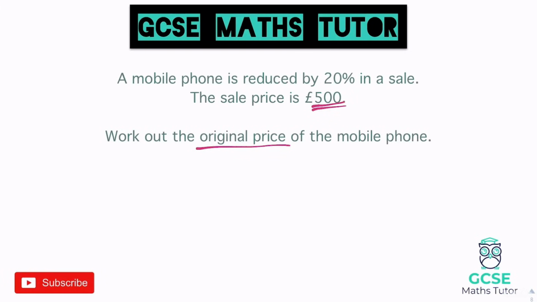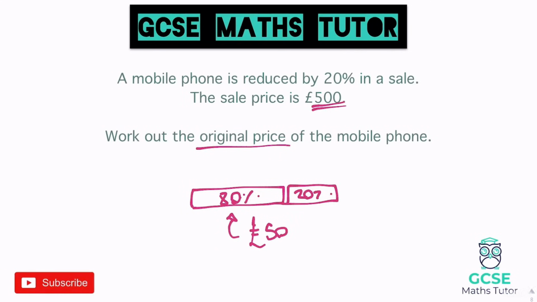So if it's been reduced by 20% in a sale, well, that means that we have the 80% of the cost and this 20% reduction, if I think of this in terms of two little bars. So I've just got to think, which percentage actually is this 500? Is it the 80% or is it the 20%? Well, the sale price is the amount that we're paying, so not the little 20% sale. So that £500 equals 80%, and I always like to write this down.